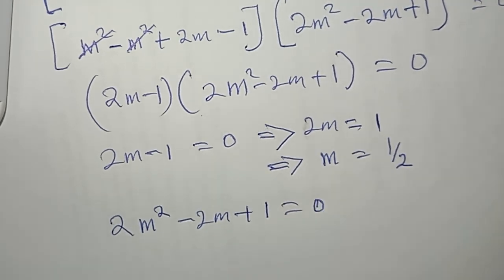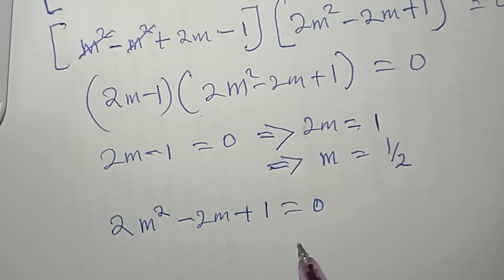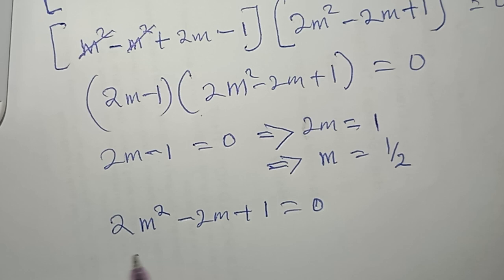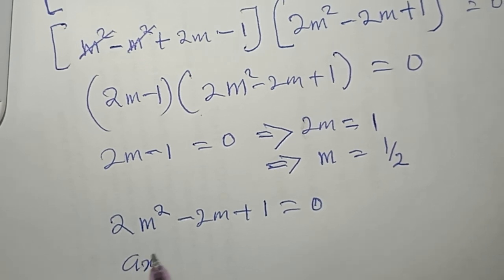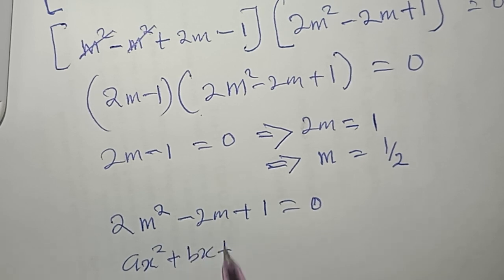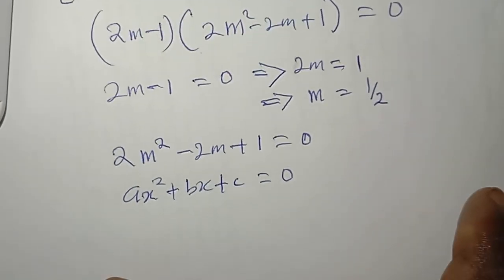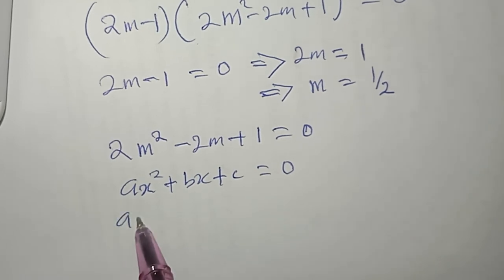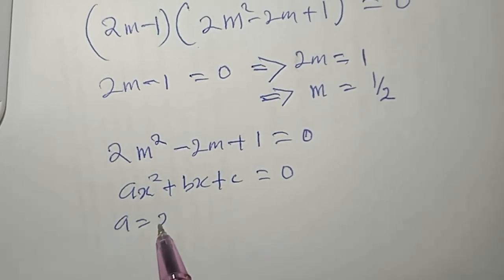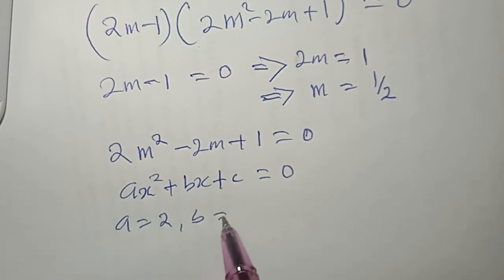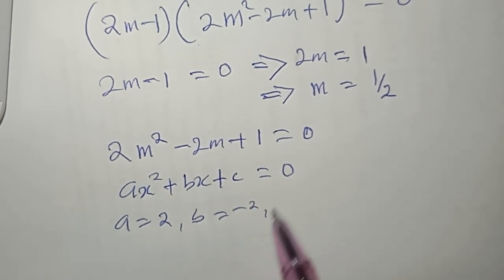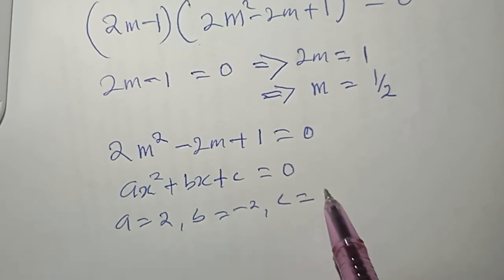Okay, I'm going to use the formula method to solve this. And of course, if you compare this with the general form of a quadratic equation, which is ax squared plus bx plus c equals 0, you can see that a is equal to 2, b is equal to minus 2, and c is equal to 1.